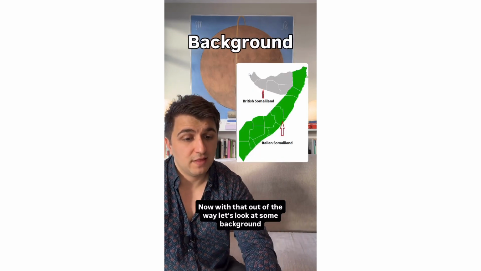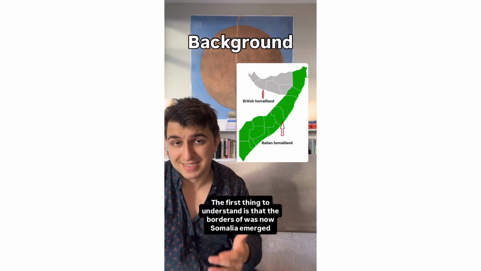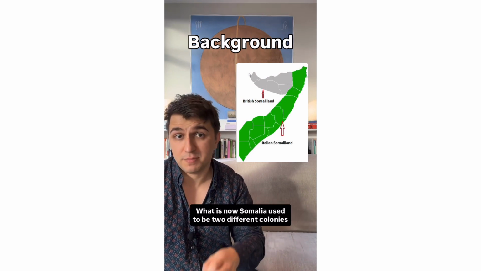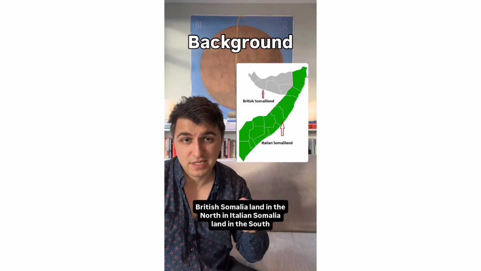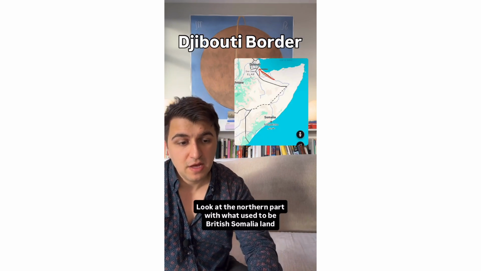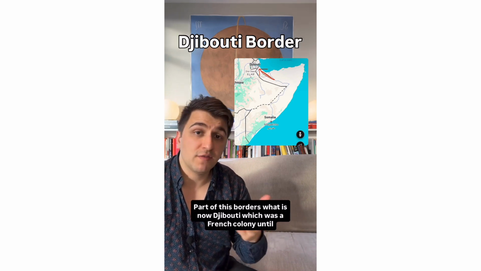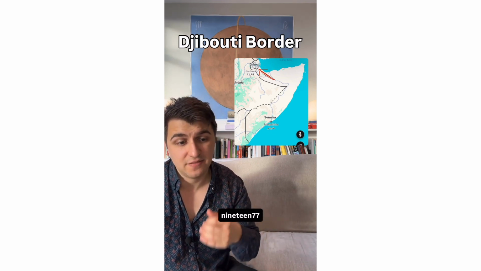Now, with that out of the way, let's look at some background. The first thing to understand is that the borders of what is now Somalia emerged through colonialism. What is now Somalia used to be two different colonies, British Somaliland in the north and Italian Somaliland in the south. Looking at the northern part with what used to be British Somaliland, part of this borders what is now Djibouti, which was a French colony until 1977.